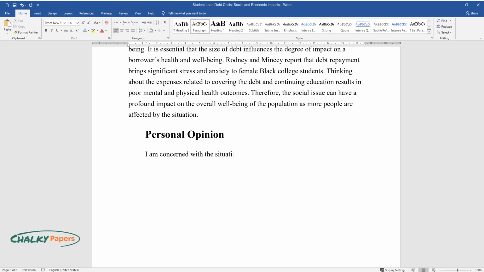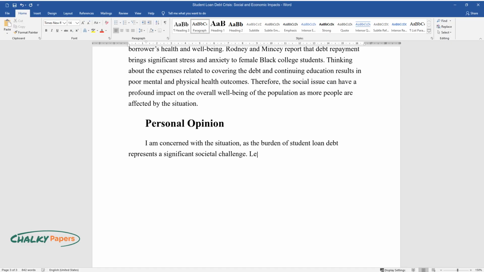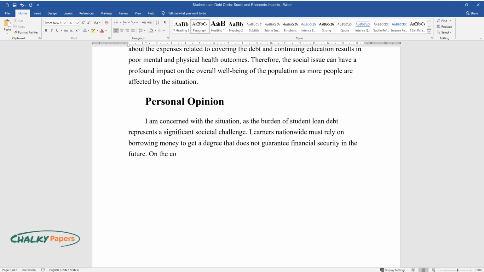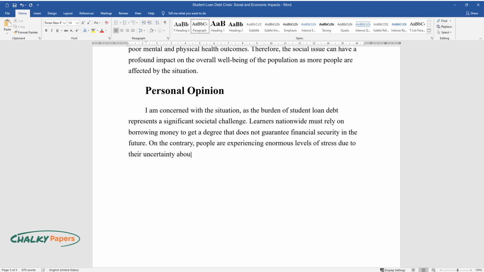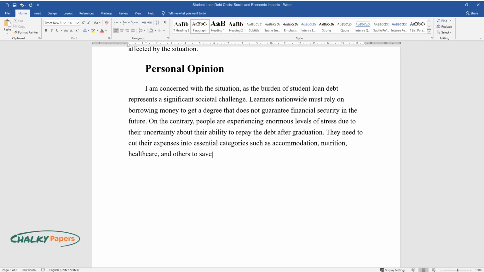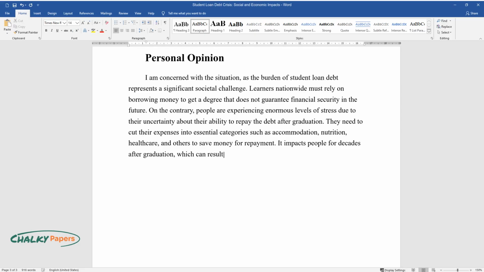Personal opinion. I am concerned with the situation, as the burden of student loan debt represents a significant societal challenge. Learners nationwide must rely on borrowing money to get a degree that does not guarantee financial security in the future. On the contrary, people are experiencing enormous levels of stress due to their uncertainty about their ability to repay the debt after graduation. They need to cut their expenses on essential categories such as accommodation, nutrition, healthcare, and others to save money for repayment. It impacts people for decades after graduation, which can result in tremendous economic and social consequences in the future.